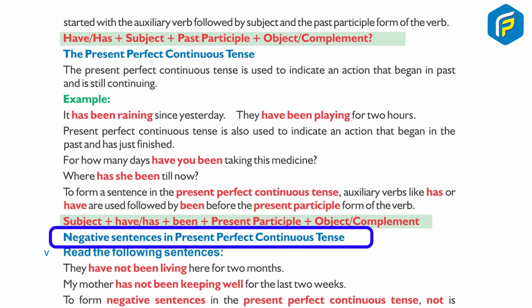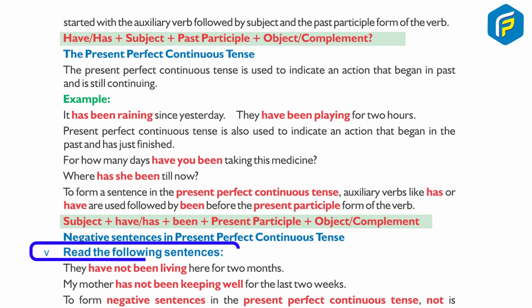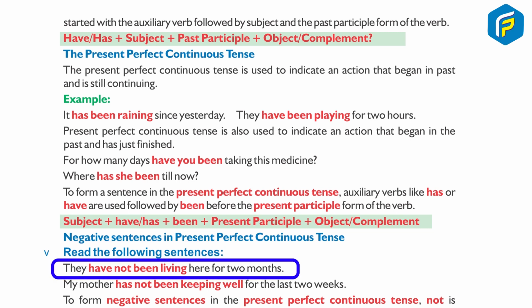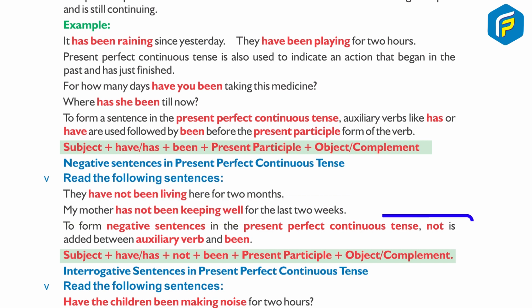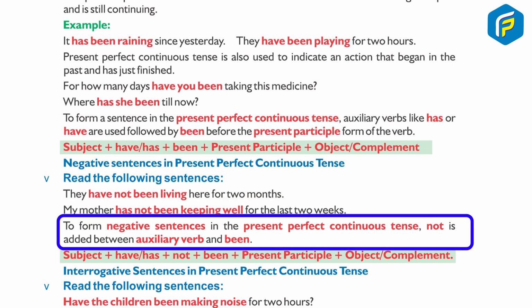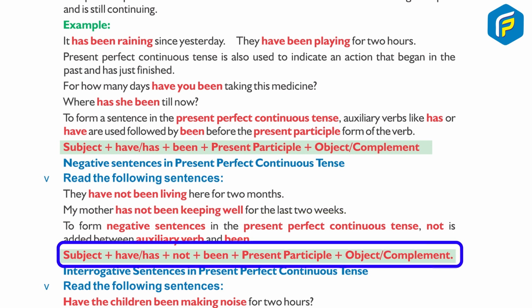Negative sentence in present perfect continuous tense. Read the following sentences. They have not been living here for 2 months. My mother has not been keeping well for the last 2 weeks. To form negative sentences in the present perfect continuous tense, not is added between auxiliary verb and been. Subject plus have/has plus not plus been plus present participle plus object complement.